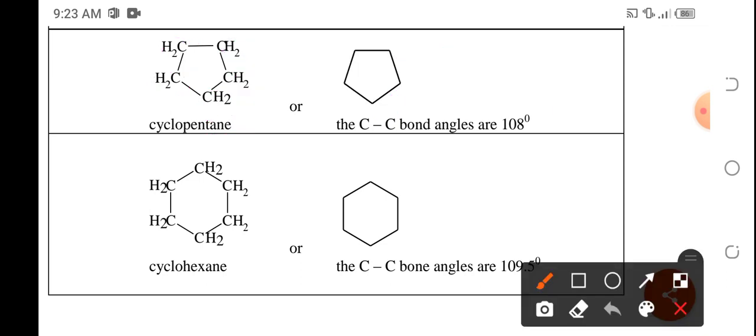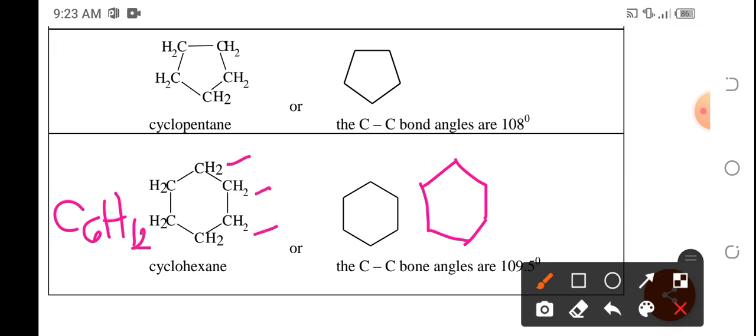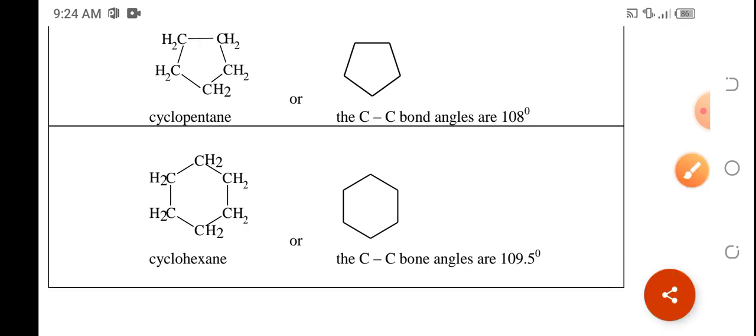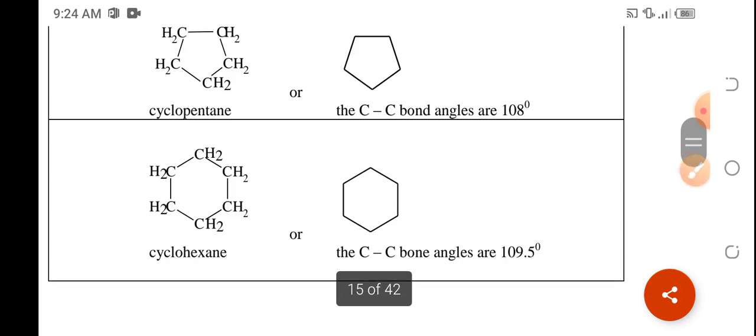Okay, cyclohexane will be a hexagon. So hexagon, C6H12. Okay, so those are the 12 hydrogens. So ulitin natin, hindi tayo maglalagay ng triangle, square, pentagon, hexagon, octagon, nonagon. Rather, we are going to name them as cycloalkanes.